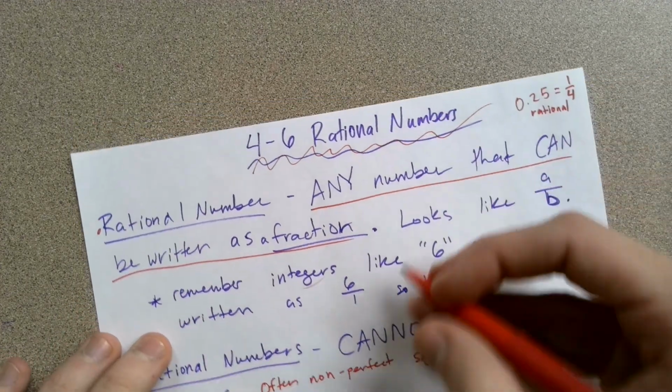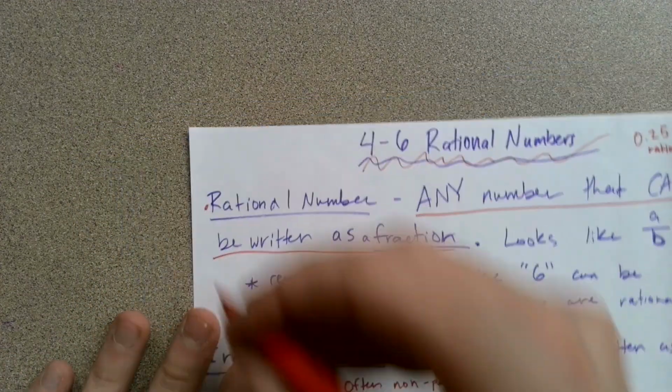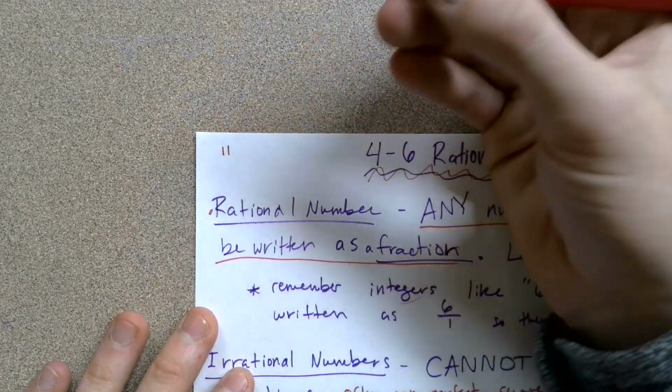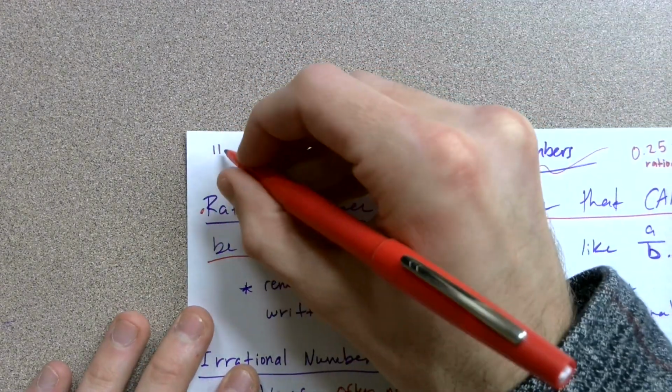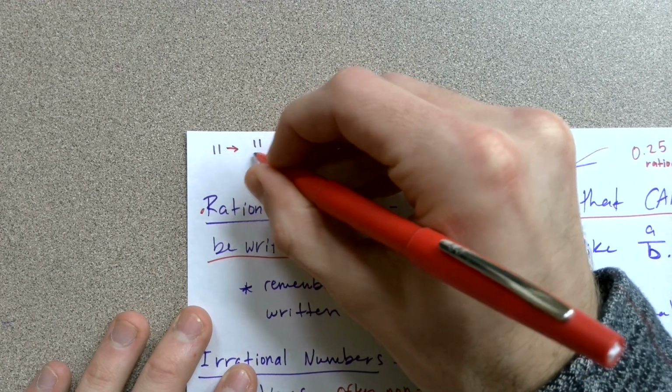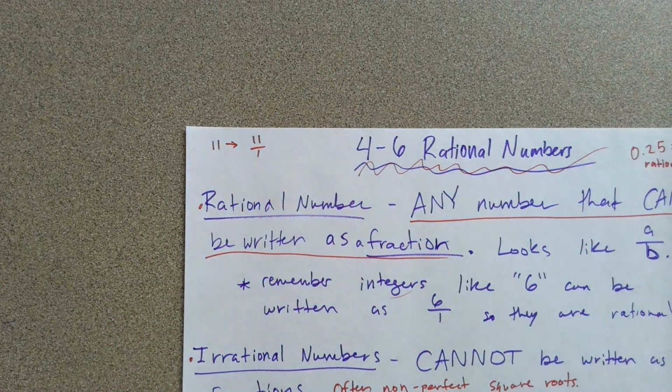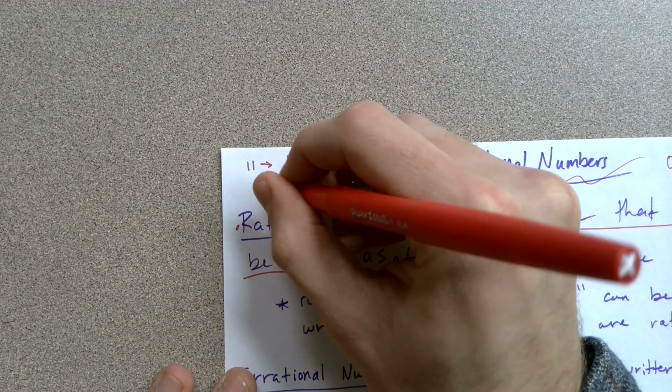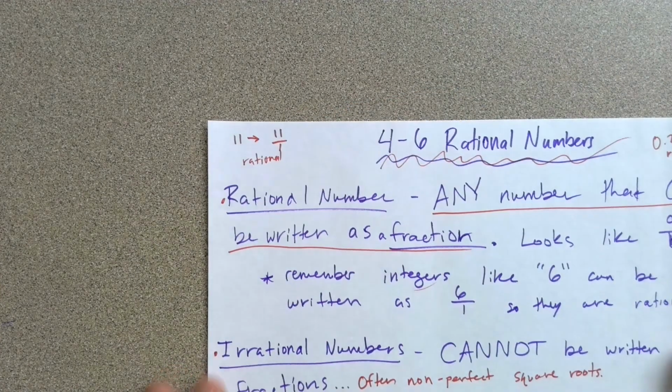So for example, like I said, one example is 6, but another would be, let's say, 11. 11 doesn't look like a fraction, but we can quickly transition 11, throw a 1 underneath it, and there, it's a fraction. It's rational. It's about if it can be written as a fraction.